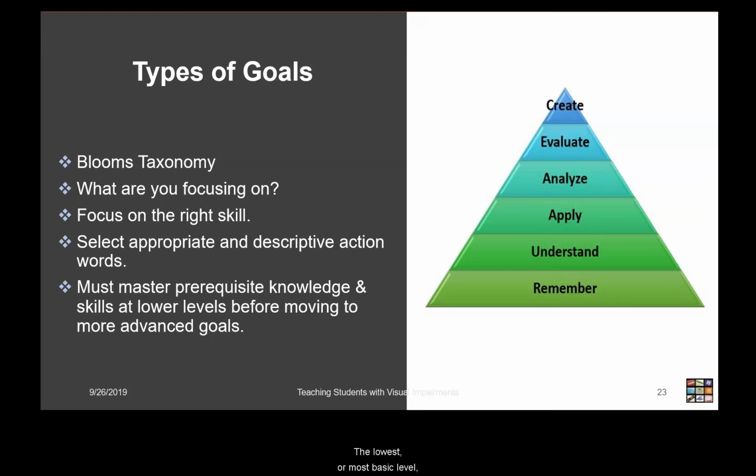The lowest or most basic level is remember or knowledge. Once the student has basic knowledge, they can advance to the second tier, which is to understand. After the student understands, they can apply. After they can apply, they can then analyze. And after they are able to analyze, they can evaluate, and finally, they can create.